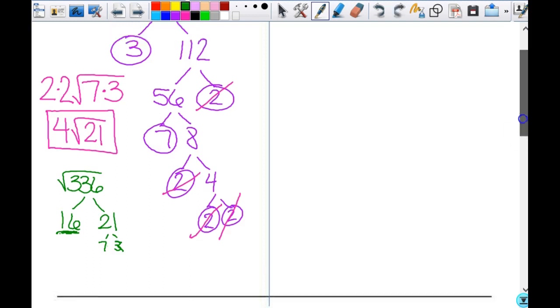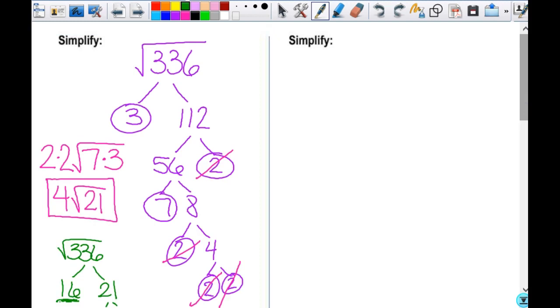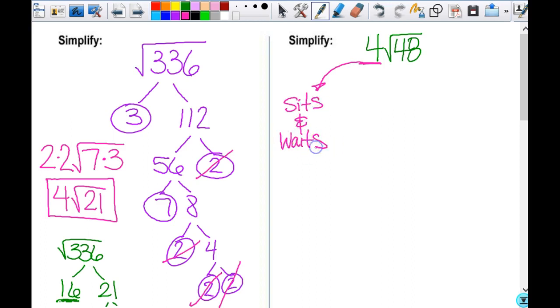Good? Okay. So now, let's see. I'm going to do 4 times the square root of 48. We're going to look at one where there's a number on the outside already. So when that happens, this guy that's out here, he just sits and waits. He's just going to hang out while we take care of the square root of 48. So we ignore the 4 that's out here, and we just do 48 like we would do the rest.